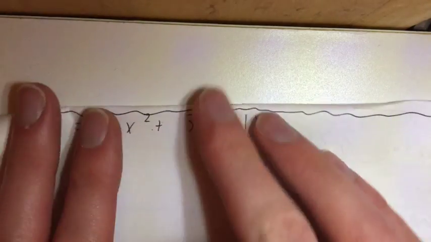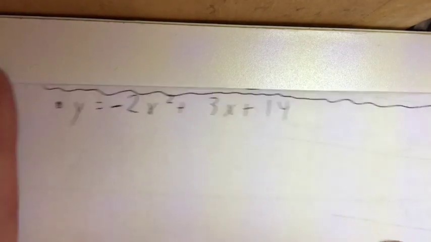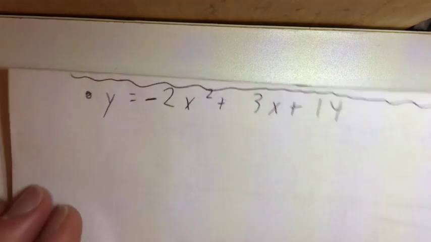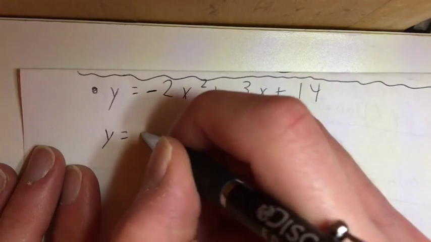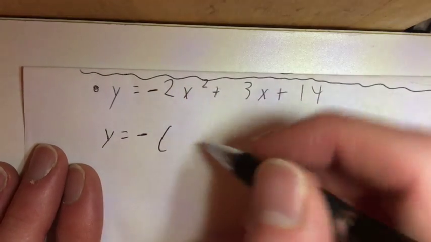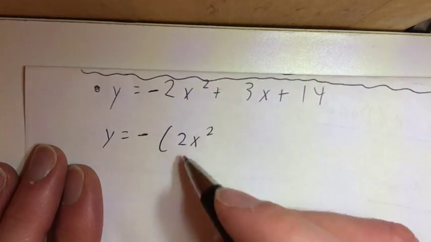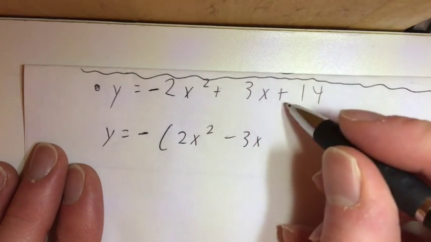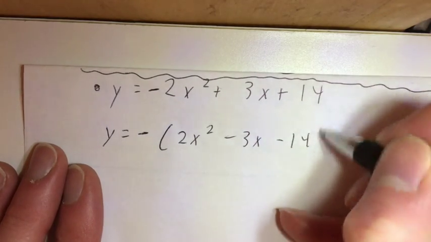Last but certainly not least, this is one of the harder ones I could give you, and one of the ones that I think is important to know how to do. First of all, you see a negative out front, so what did I tell you to do in the first example? Pull it out. Let's do that. Pull out a negative, so that means all that does is switch all the signs. So that negative 2x squared becomes a positive 2x squared. Positive 3 turns into a negative 3x, and then positive 14 turns into a negative 14.